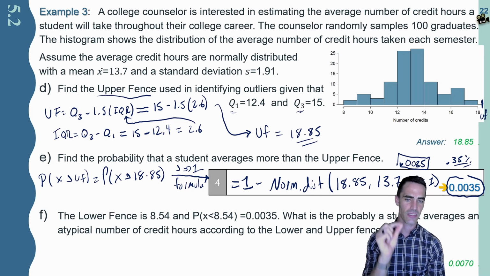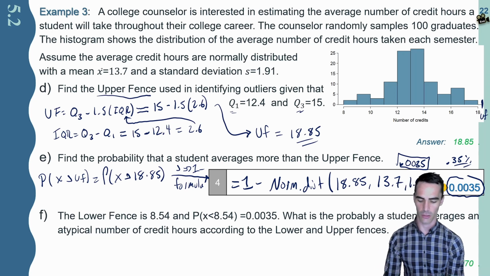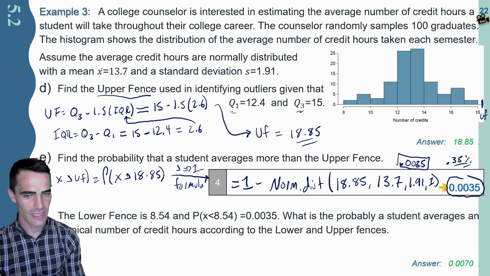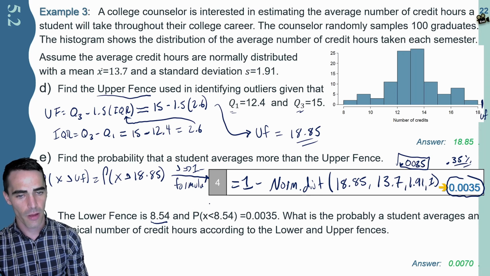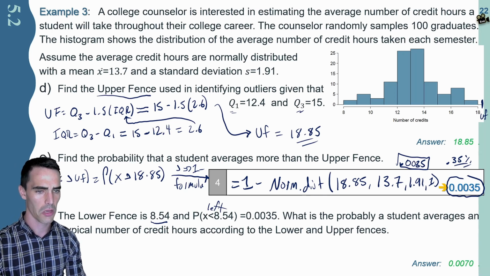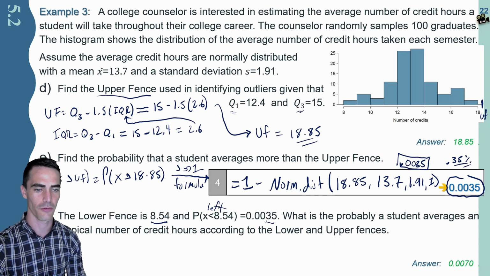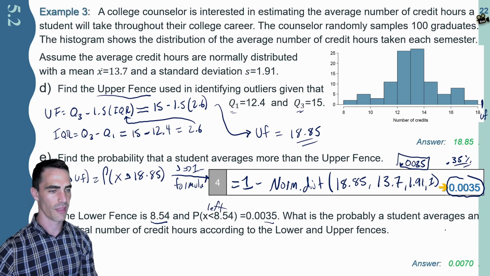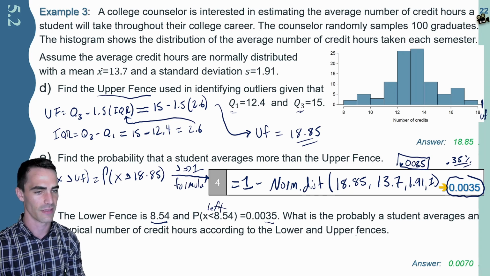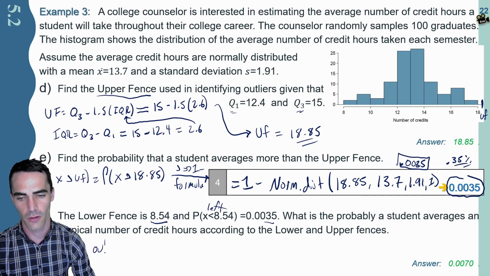Let's see if we combine the upper fence and the lower fence and see if we can answer a particular question. Let me slide over here to answer it. The lower fence is 8.54, something that was done for us, let's say. And the probability that we're to the left, that we're outside of the lower fence, is, interesting, the exact same probability, 0.0035. What is the probability that a student averages an atypical number of credit hours according to the lower and upper fences? So I have 2 values. I want to know the probability that we're outside the upper fence, so at UF, and lower fence.